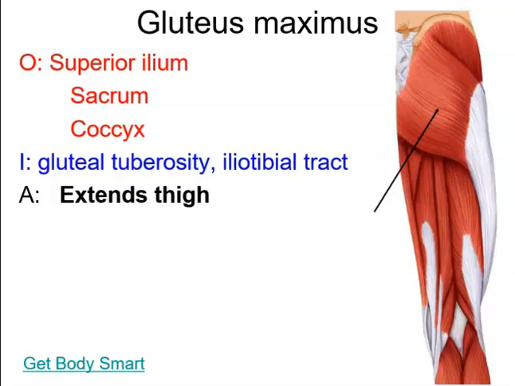The gluteus maximus has its origin in the superior ilium as well as the sacrum and the coccyx medially. Its insertion is into the gluteal tuberosity and the iliotibial tract. The main action of the gluteus maximus muscle is to extend the thigh.